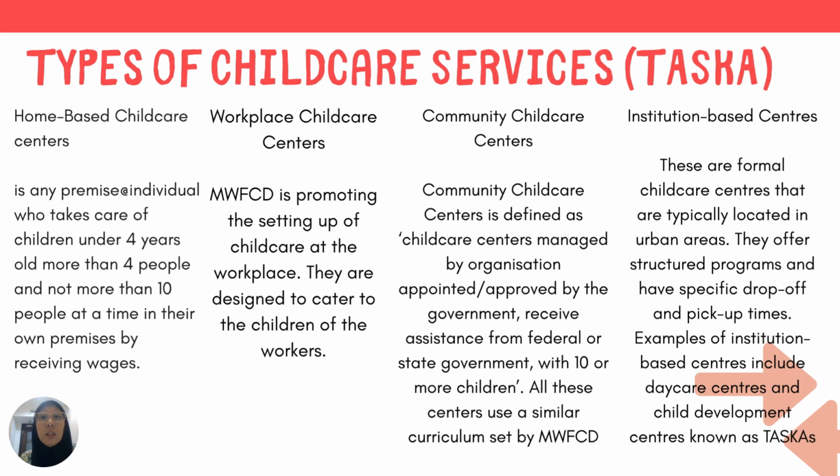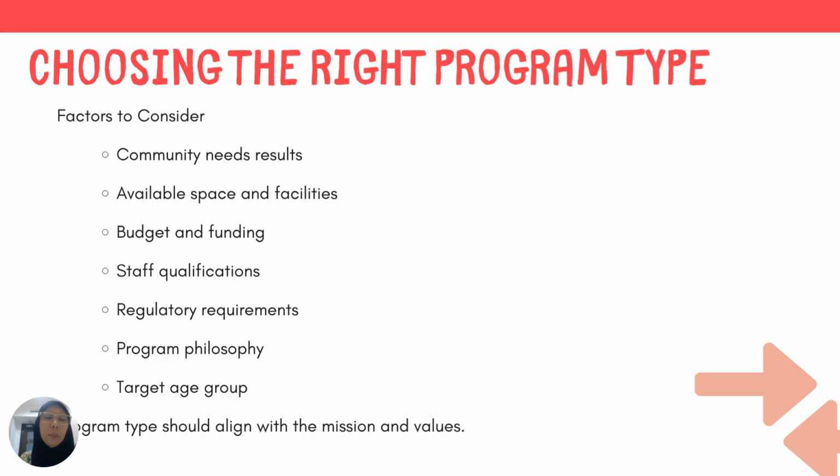Okay, and then we have the institution-based center, the one that we usually see in the housing area, the private one. So that one is called institution-based childcare center. Okay, so for parents, or for us as the operator for the program, how can we choose the right types of program? There are a few factors to consider.